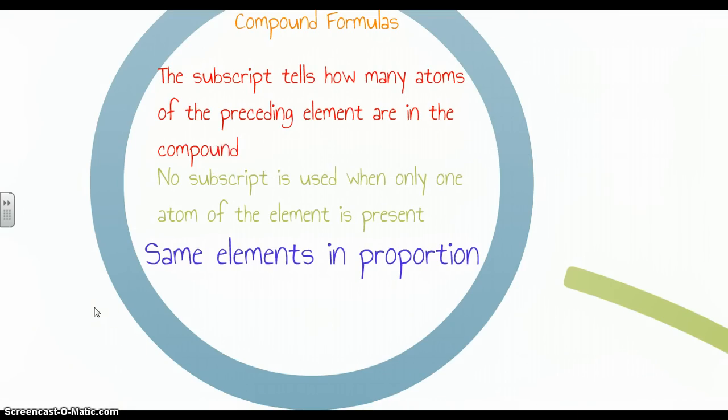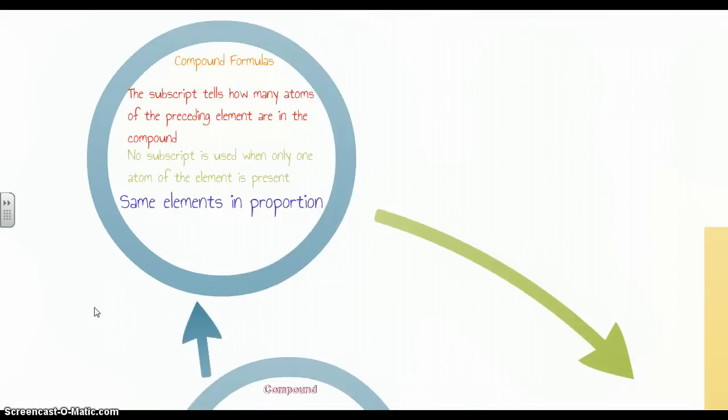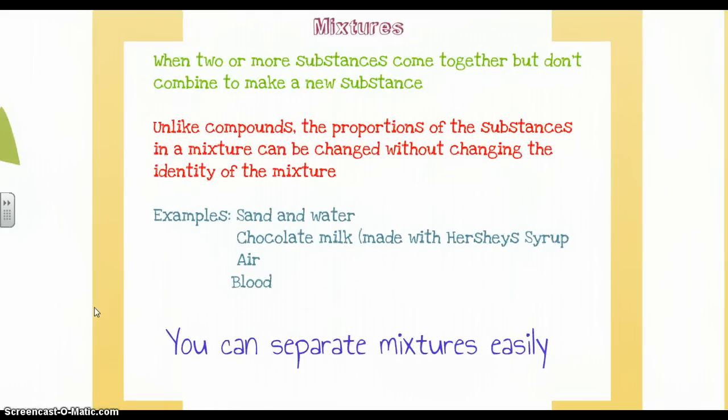All right, so that gives you a little bit better idea about how those elements are designated in the formula. So far we've talked about a substance, and then we've talked about a compound, and now we're going to talk about a mixture. A mixture is a little bit different because mixtures can have different amounts of substances in them. So a mixture is when two or more substances come together but don't combine to make a new substance. In other words, they don't join each other.